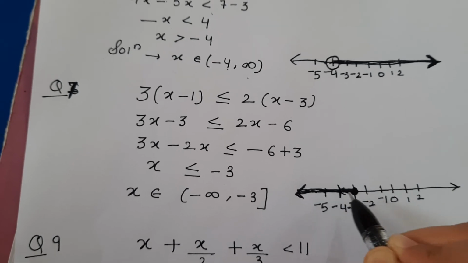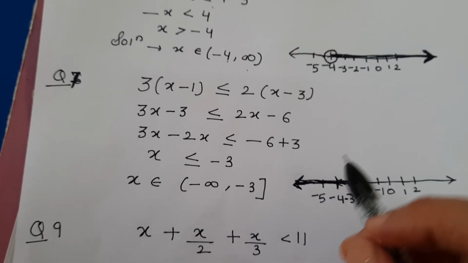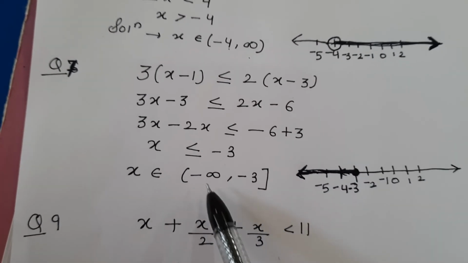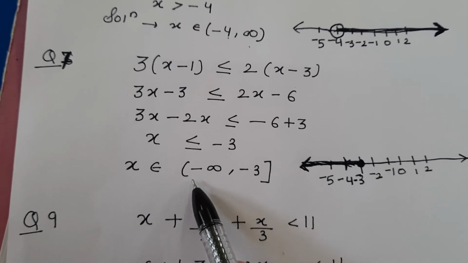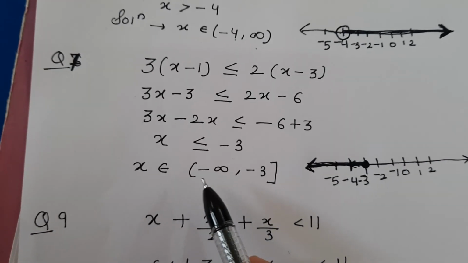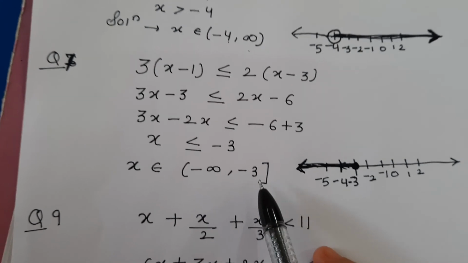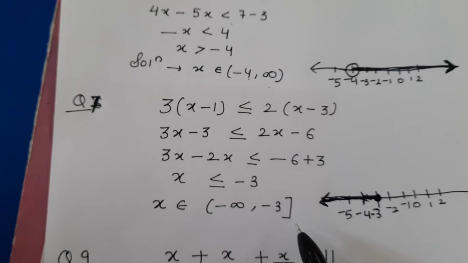You will write from lower to higher value in interval form. This is minus infinity, and there will always be an open bracket at minus infinity and plus infinity. So this is minus infinity to minus 3 with a closed bracket at minus 3.